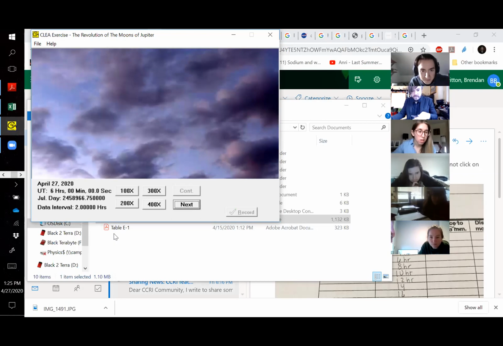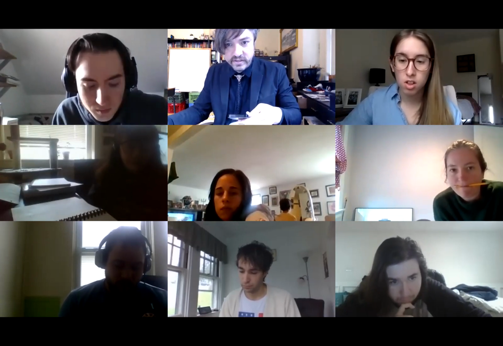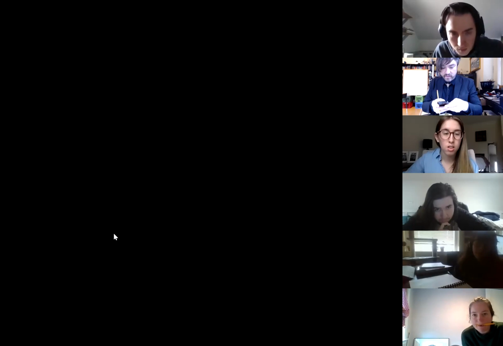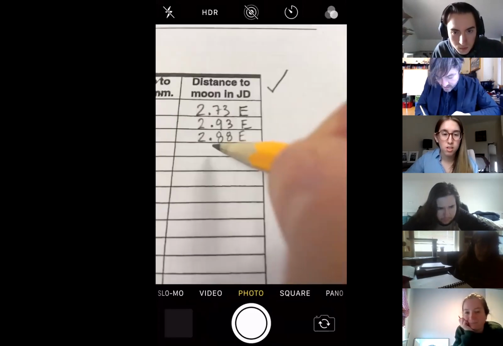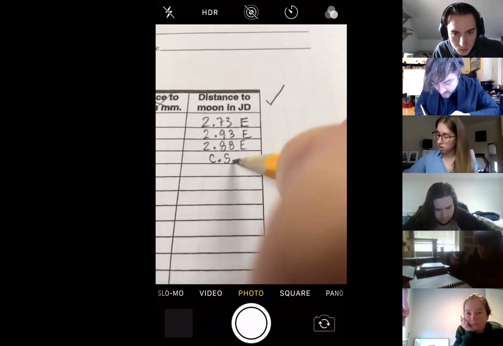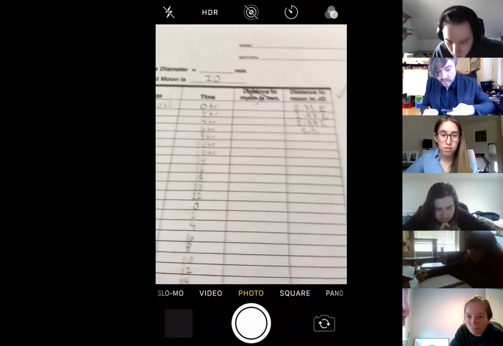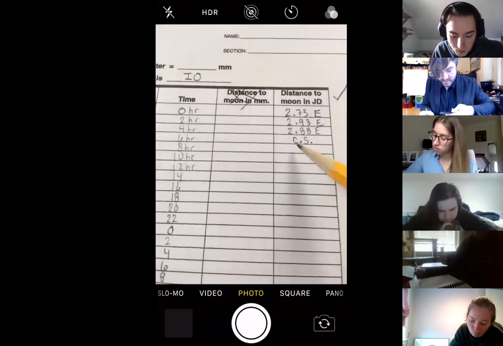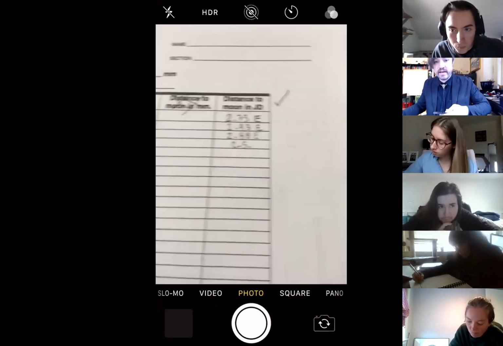Here's what we do when we see cloudy skies. We're not going to skip it. We're going to record this as CS for cloudy skies. That's going to be a gap in the data, okay? And that's at 6 hours. Cloudy skies. You guys got that? All right. Cloudy skies happen.